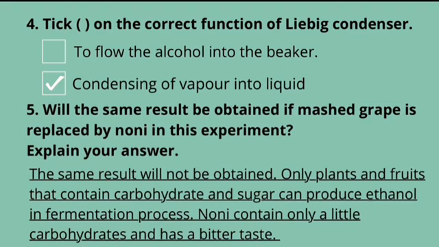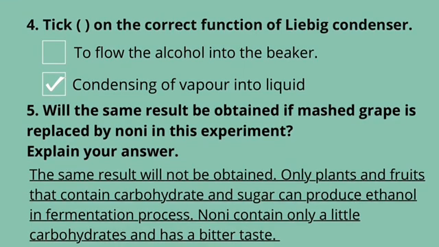So, for the last question, will the same result be obtained if mashed grape is replaced by noni in this experiment? Explain your answer. The same result will not be obtained. Only plants and fruit that contain carbohydrate and sugar can produce ethanol in the fermentation process. Noni contains only a little carbohydrate and has a bitter taste.